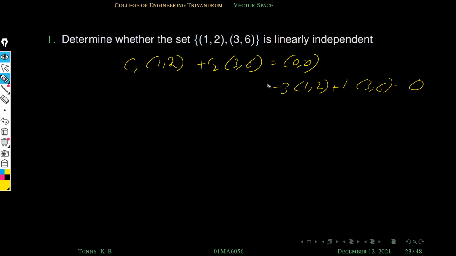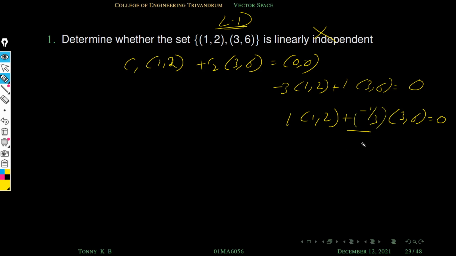So what about this set? It is linearly dependent, not independent, right? Does there exist another pair of C1 and C2 satisfying the same condition? Suppose C1 equals 1. That means 1 times (1, 2) plus C2 times (3, 6) equals 0. Yes, C2 is minus 1 by 3. This is a scalar, a real number. So minus 1 by 3 times 3 becomes minus 1, and times 6 becomes minus 2. Again the sum equals 0. So these scalars need not be unique if it is dependent.